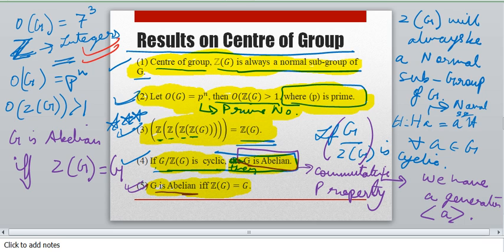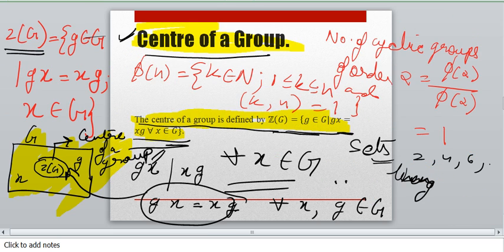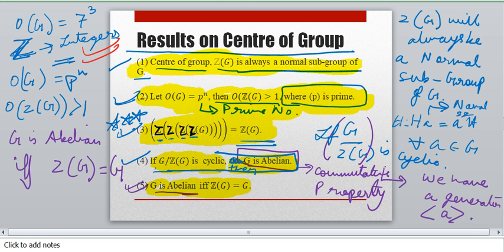Wait, one second. Yes, students. In the previous video also, these Z's are not integers. I don't know why they have written it like that. These are all Z's meaning ZG, the center of a group. That's where they made the mistake. The mistake started from here. This is not the integer Z, this is the center of a group ZG. The integer Z is different.